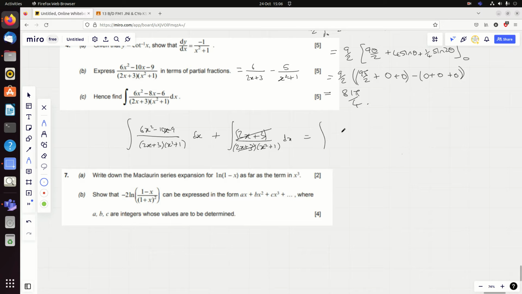using the partial fraction. So what have we got to integrate? We've got to integrate 6 over 2x plus 3 dx minus 5 over x squared plus 1, but plus 1 over x squared plus 1, so that's just minus 4 over x squared plus 1, and it's worked out nice. This first one integrates to 3 ln 2x plus 3.